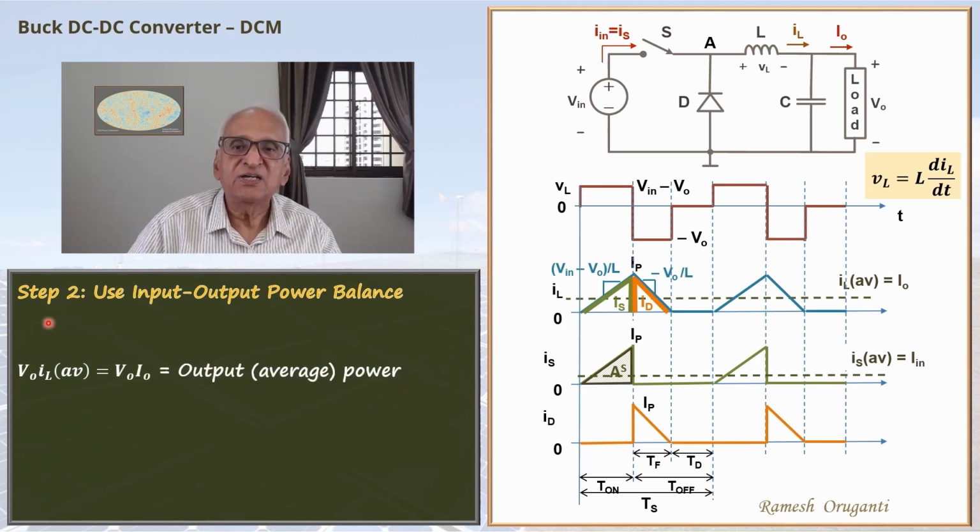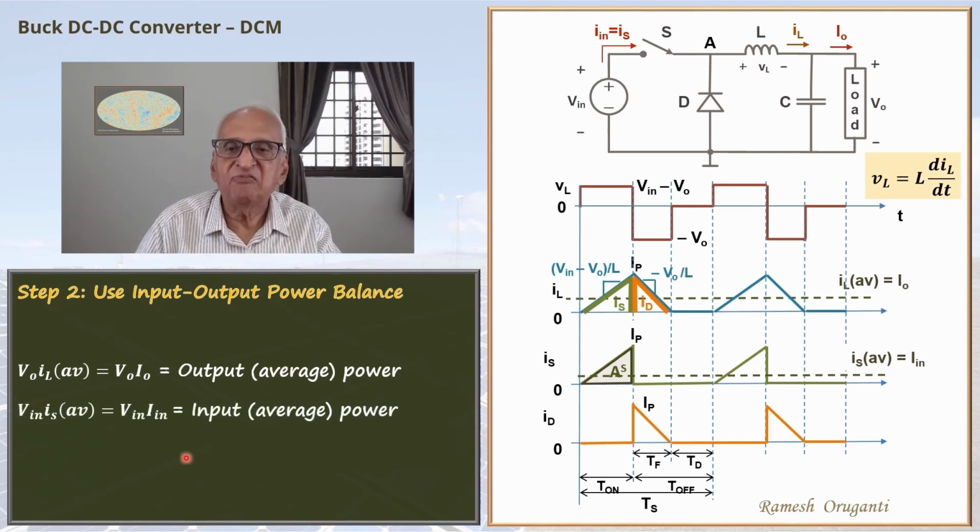Input average power is input voltage, which is DC, times the average switch current or the DC input current. As we know, it is only the DC current that will contribute to the average input power. The AC part of the input current does not contribute to any average power. Equating the input average power and the output power, we get V0 I0 equals Vin In.